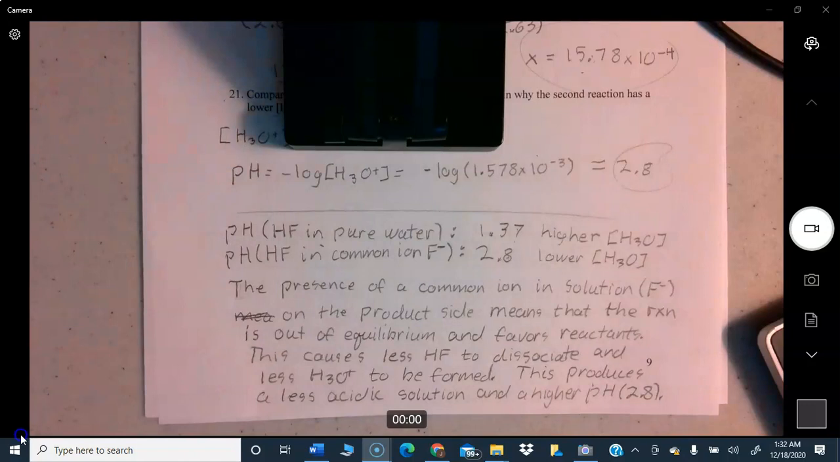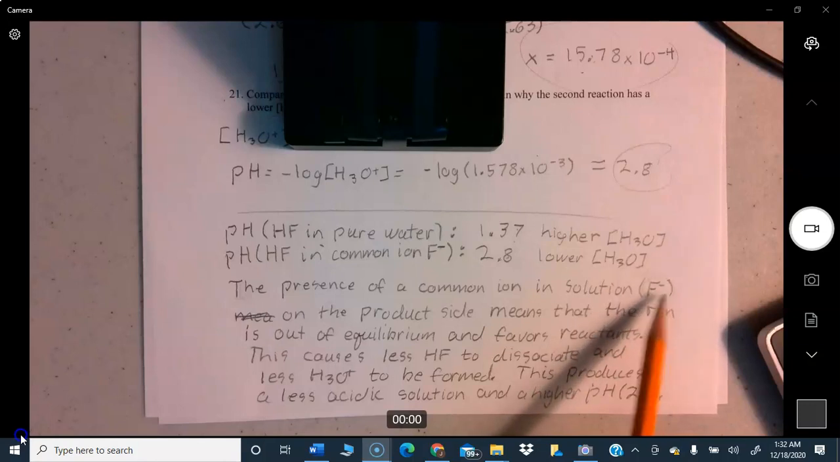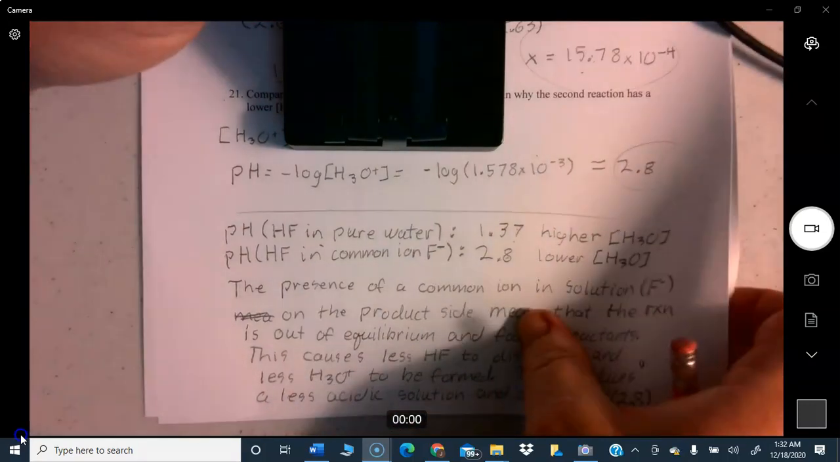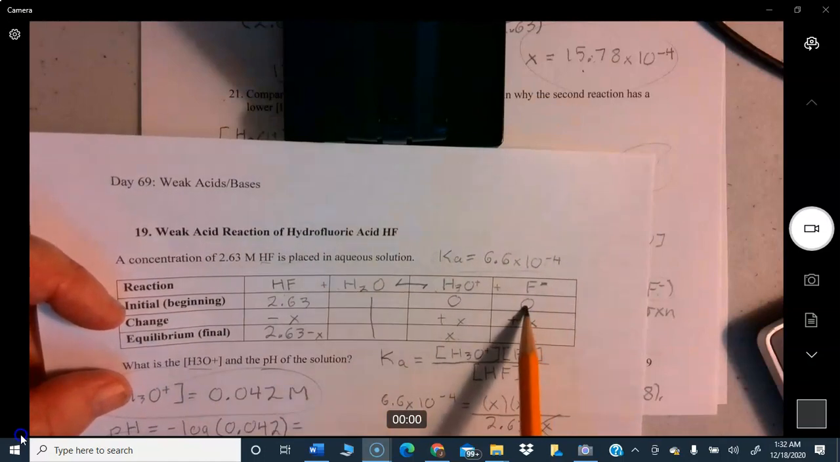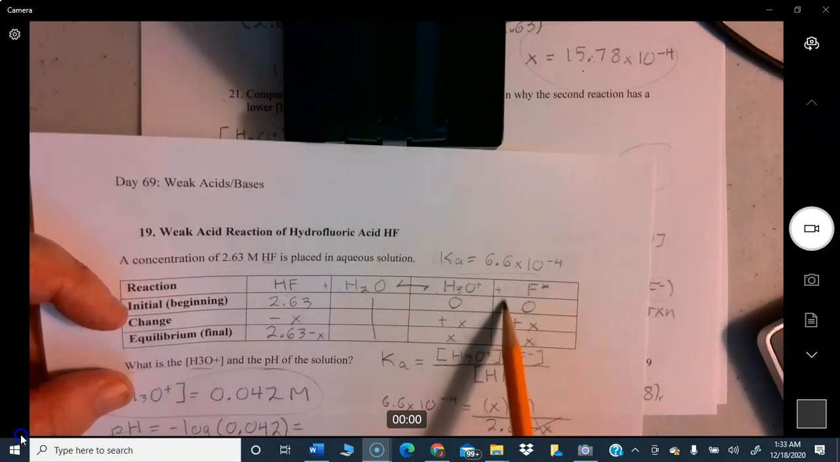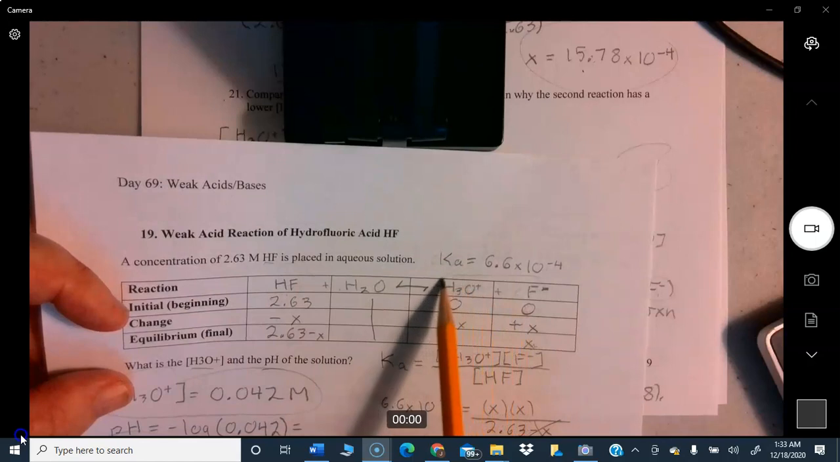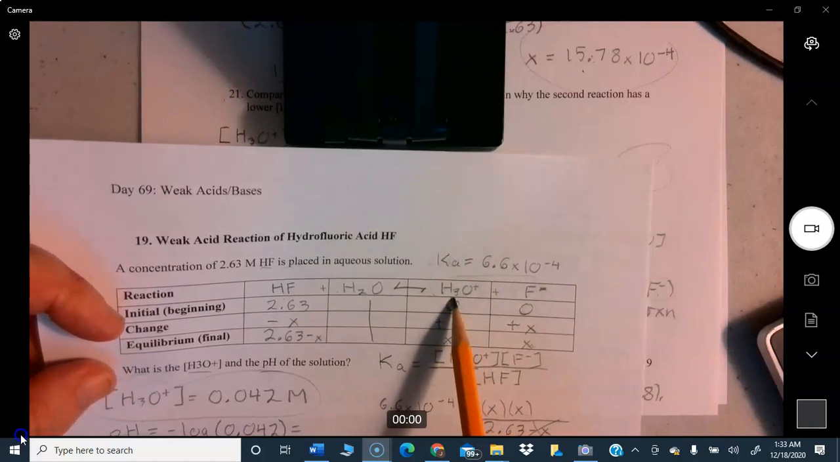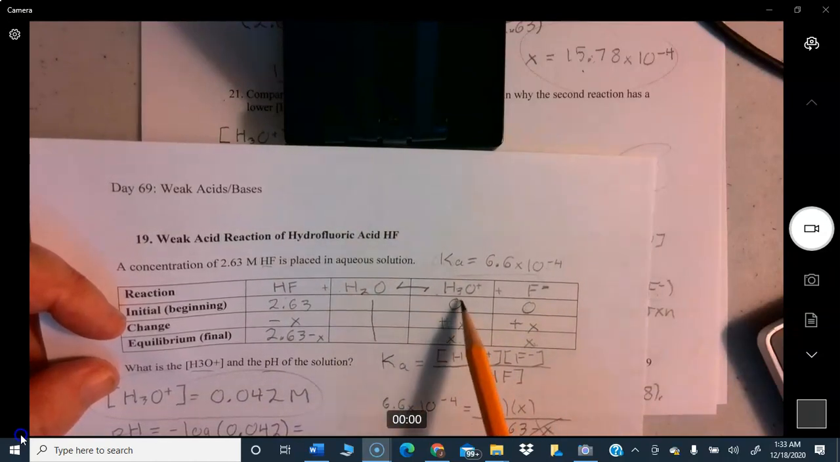Okay, I'll leave it right there at that. So, the presence of the common ion in solution, when you put the potassium fluoride in and it totally dissociated, you started off the reaction, the hydrofluoric acid reaction, with some F- already in solution on the product side. Okay, again, it's over on this side. Instead of the first reaction we did where there was none, now there is some there. So this is throwing the equilibrium out of balance. It has too much on the product side. So the reaction is going to move backwards in this direction. That means it's going to not only not make this, it's going to actually reduce the concentration of the hydronium ions. And that means less acidic solution. Less acidic solution means higher pH. Higher on the pH scale is less acidic.